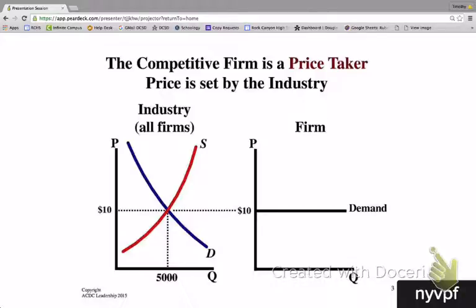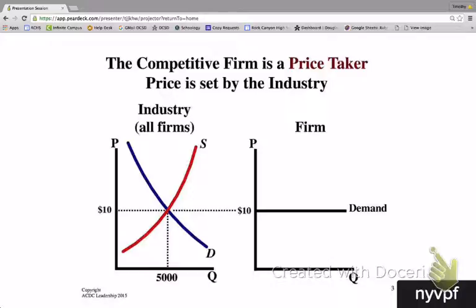would be sold. But for the individual firm, they have to accept the market price of $10, and no matter what quantity they sell, they will be charging a price of $10. So the individual firm's demand curve is horizontal. It's perfectly elastic. No matter what quantity they sell, they will be charging a price of $10.